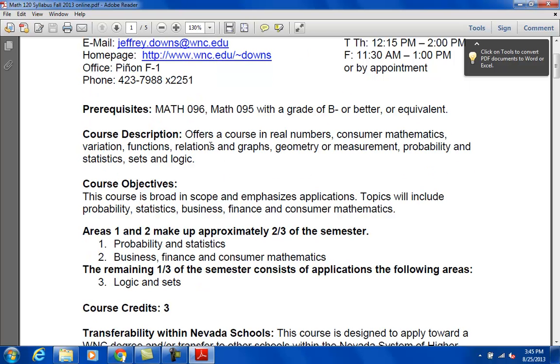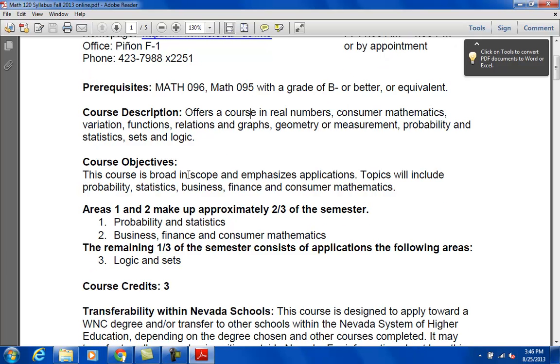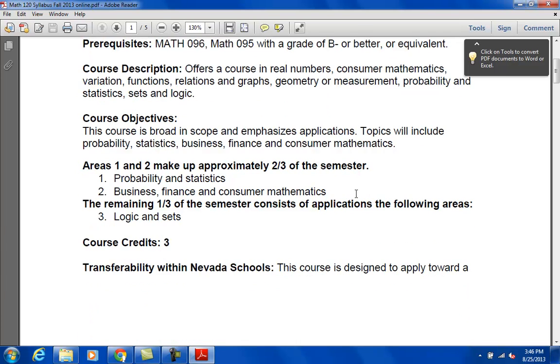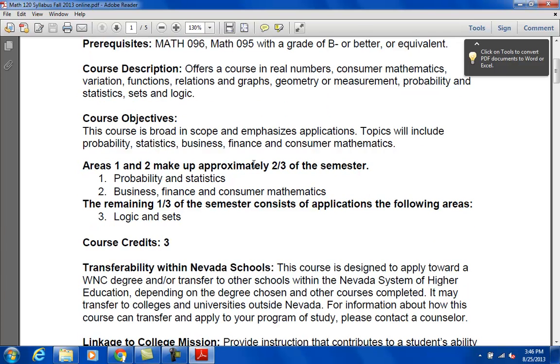Course description: this offers a course in real numbers, consumer mathematics, variation, functions, relations and graphs, geometry or measurement, probability and statistics, sets and logic. Course objectives: this course is broad in scope and emphasizes applications. Topics will include probability, statistics, business, finance, and consumer mathematics. So we cover basically three areas. Probability and statistics, that's a big part. Business, finance, consumer mathematics, and then we also cover logic and sets.